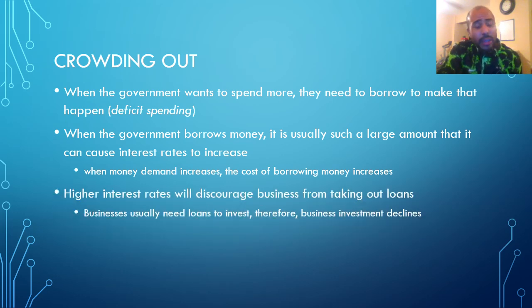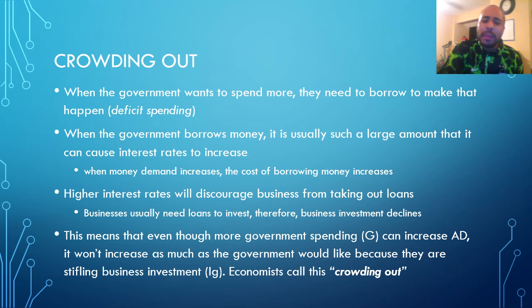Now, unfortunately, higher interest rates discourage businesses from taking out loans. Businesses usually need loans to invest, so if businesses don't take out loans, then business investment is going to fall. So that means that even though more government spending can increase aggregate demand, it won't increase aggregate demand as much as the government would like because they're stifling business investment, and that actually slows down the growth of the economy. And this is what economists call crowding out. The government actually crowds out private investment because they're borrowing so much money, and it forces the interest rates to rise.